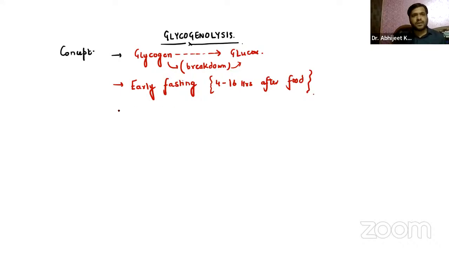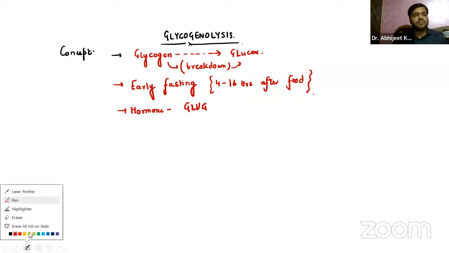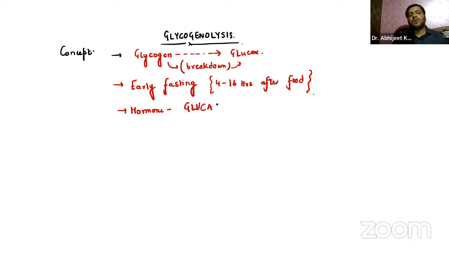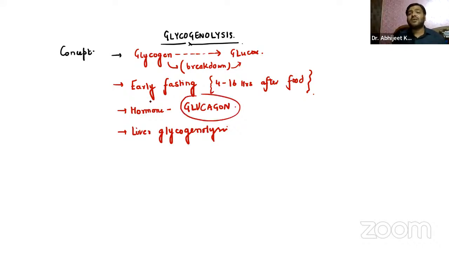The hormone which is responsible over here is glucagon. Very, very important. Glucagon. And it occurs in the liver, so it is liver glycogenolysis. In glycogenesis, insulin is activated. Over here, the glucagon is there. What is the function of glucagon? To break down the glycogen to release glucose.